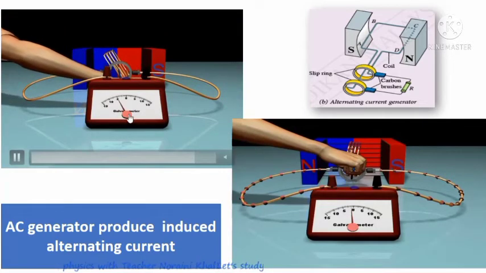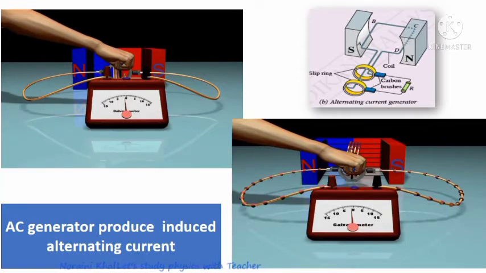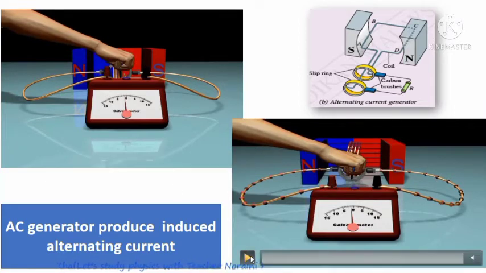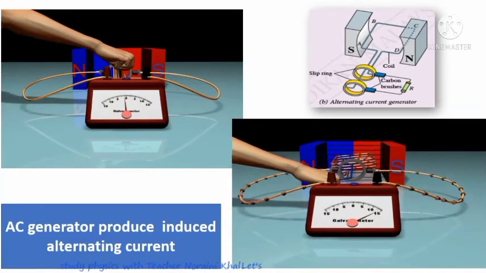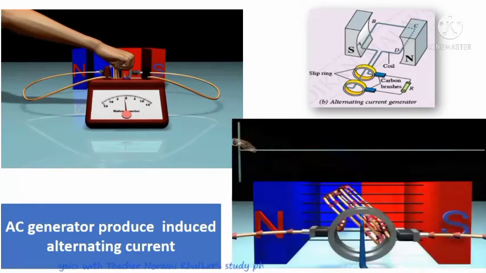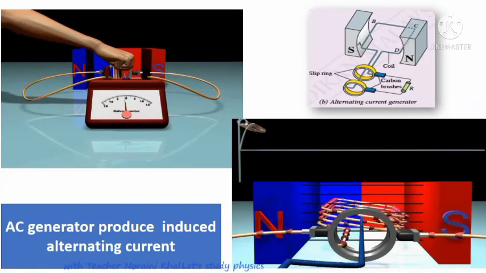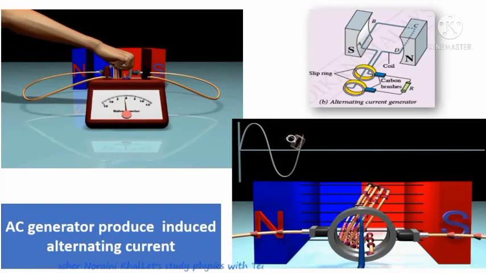As you can see, the galvanometer pointer keeps deflecting right, left, and so on, showing that the direction of induced current always changes every half cycle. Okay, observe this one. When the coil rotates like this, in a clockwise direction, the reading of the galvanometer always reverses every half cycle.